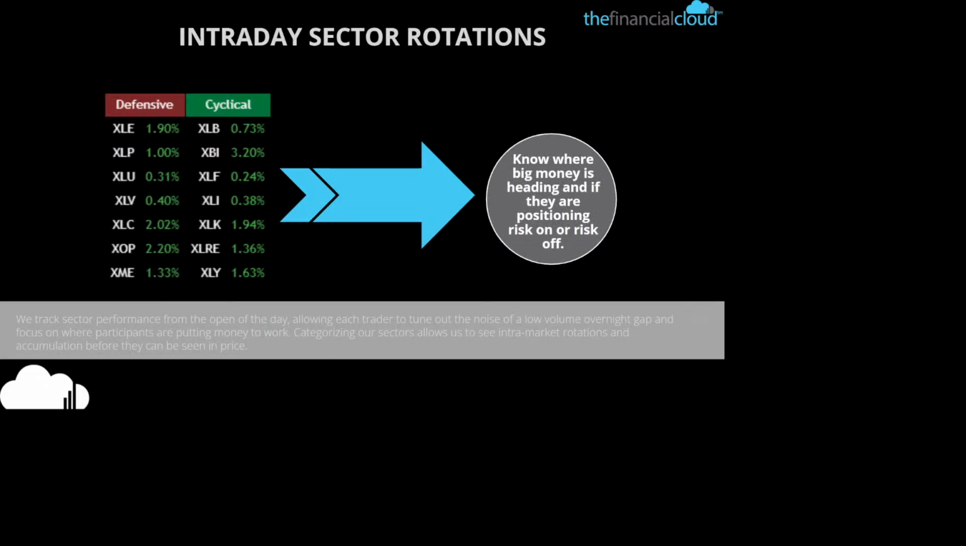Next is our sector rotation. Super clean. We have set up our sectors based on a category of defensive or cyclical. We're tracking these sectors from the open of the day, not including the overnight gap. This cuts out all of the noise of low volume with a stock making a big move up or down. We get to see where people are actually putting their money to work during the day, as well as if they're positioning risk on or risk off.